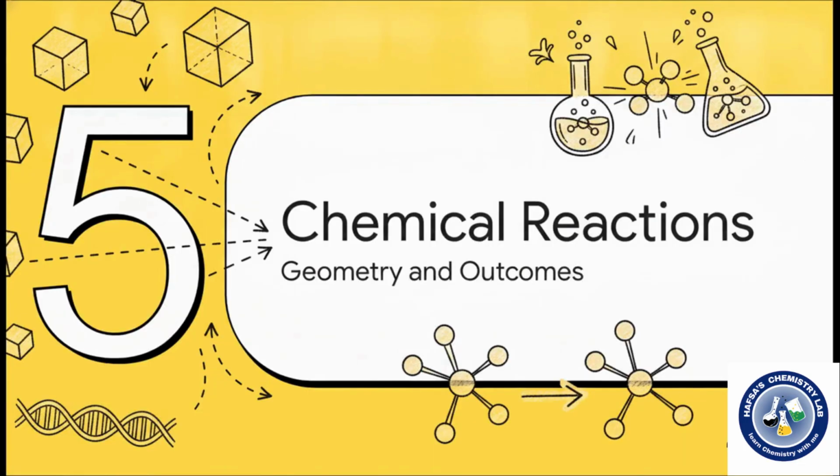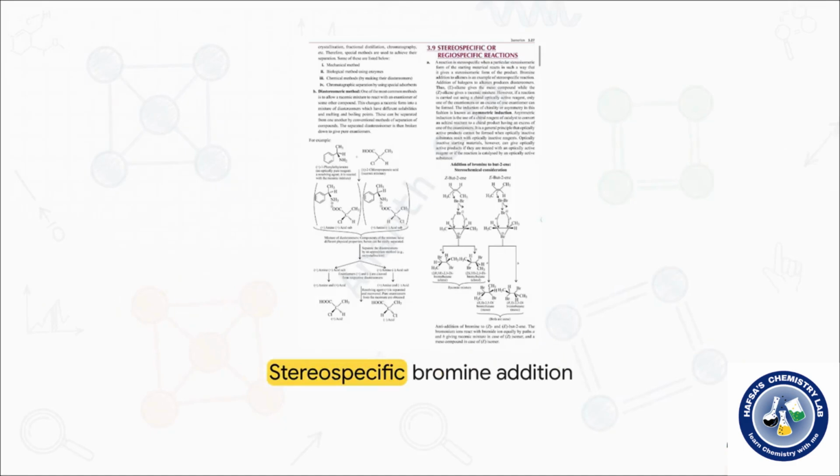Moving right along to Section 5, Stereospecific Chemical Reactions. Because these 3D shapes completely control how molecules collide in the lab, let's see what happens when we try to add bromine to a double bond in but-2-ene. Bromine atoms like to add from opposite sides. We call it anti-addition. So the 3D shape of whatever we start with totally dictates our final product.